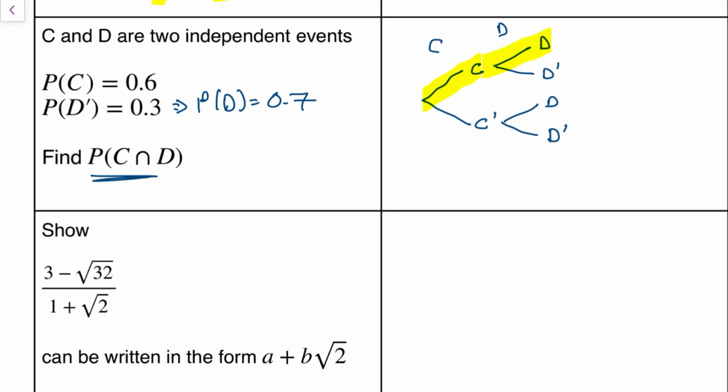And hopefully what you've seen is the way that I do this. So this is P, C intersection D when they're independent. And that is just going to be, well, I multiply when I go across. So it's just going to be 0.6 times 0.7, which is equal to 0.42. So the answer to this question is 0.42. And it relies on you understanding how to combine independent events.